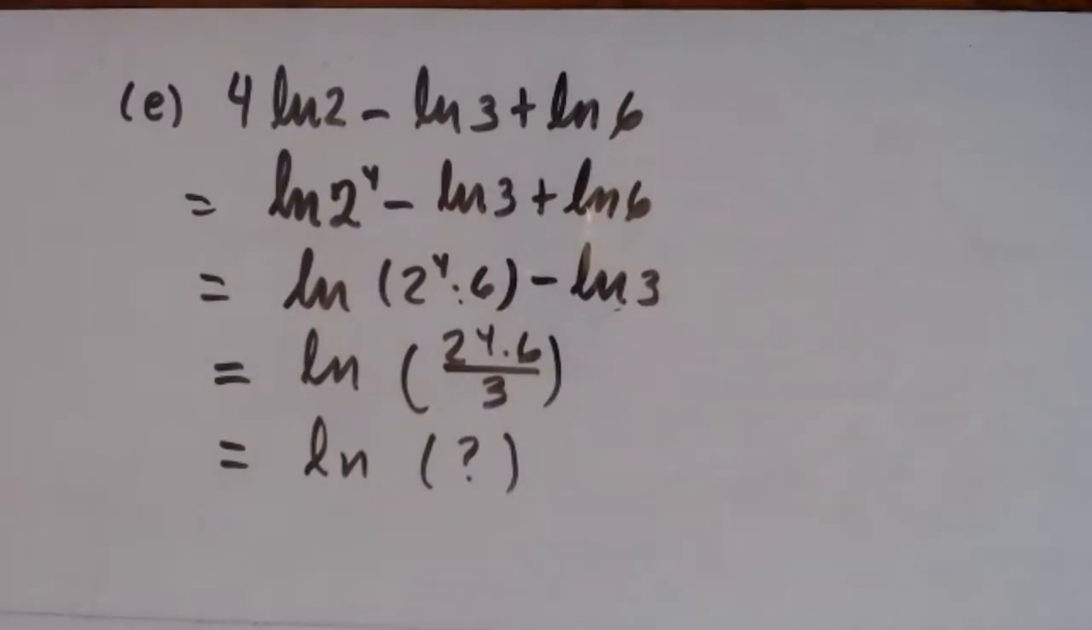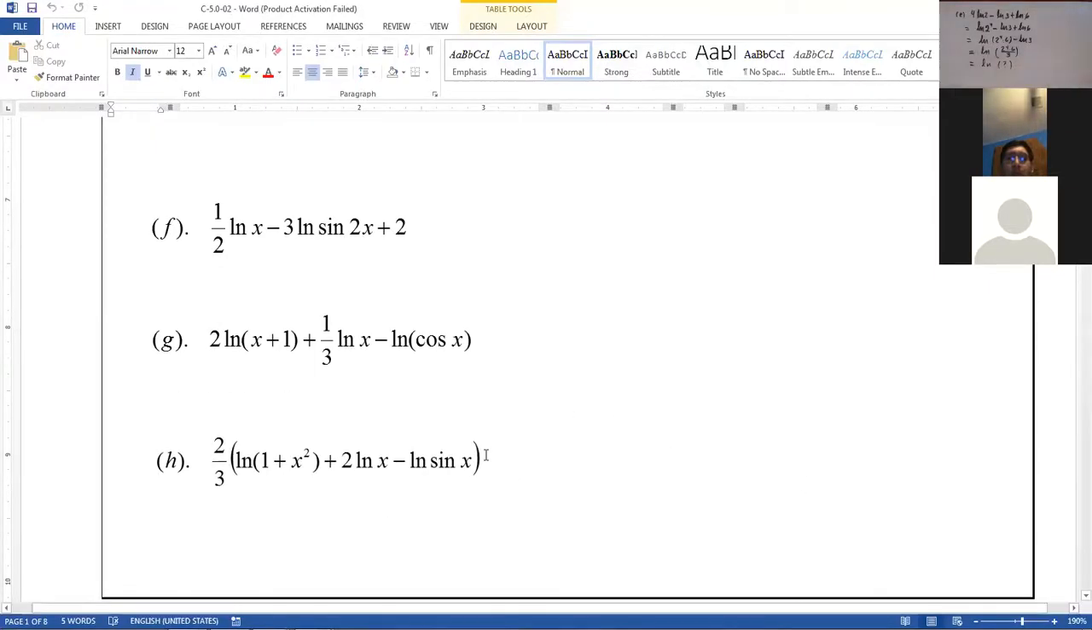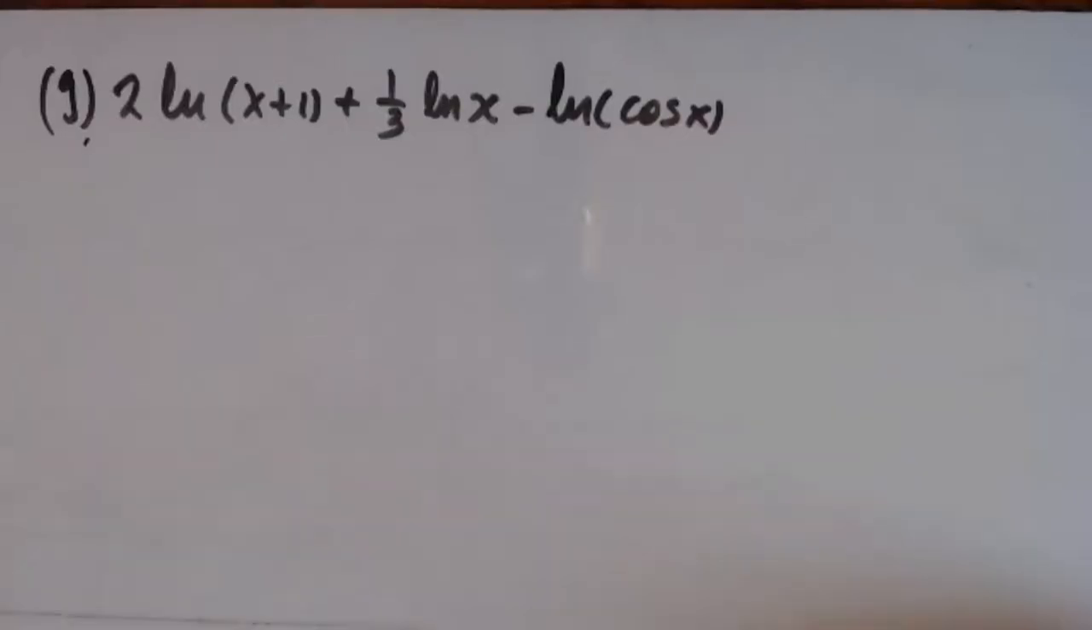Let me just move now to another example. So again, you have this one. Let me just select one extra only. You are my best kids, so I'm sure that you remember this. So suppose I have g equals 2 ln (x plus 1) plus 1/3 ln x minus ln cosine x. Okay? So that's my expression. So I want to compress this thing.